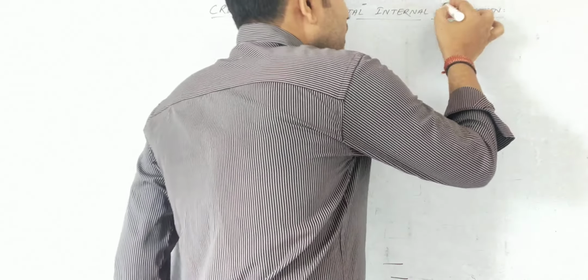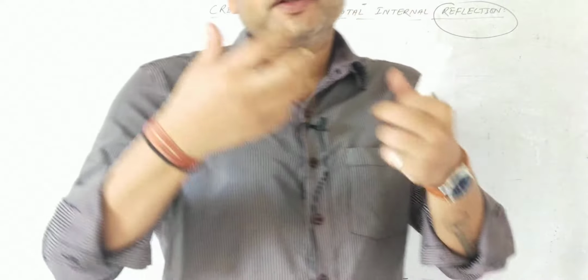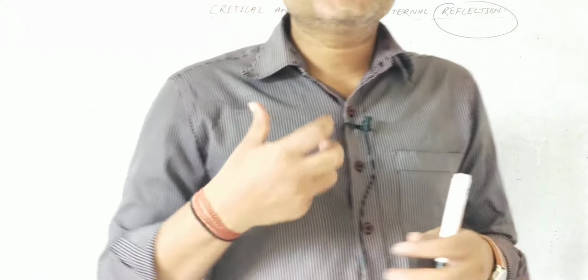Today we will do critical angle and total internal reflection, that is the part of refraction. The word you are hearing is reflection, but it is not about reflection alone; it is the part of refraction where reflection takes place.